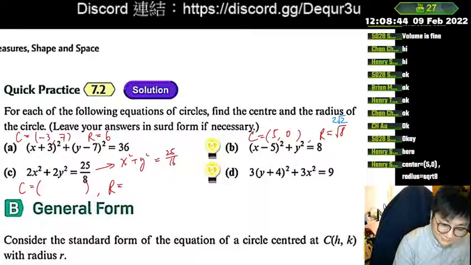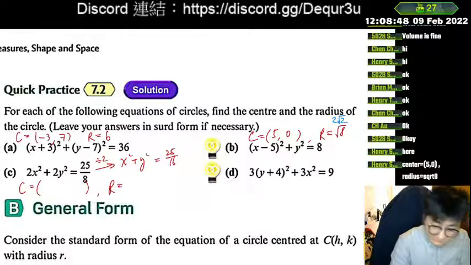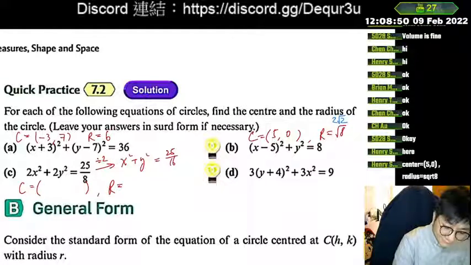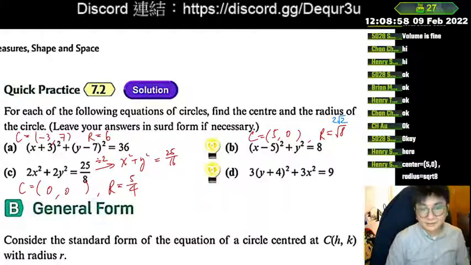Here, what we are doing is divide by 2. And then, next, we can read the answer (0, 0). And the radius will be the square root of the right hand side, that is 5/4. Okay, thank you very much.